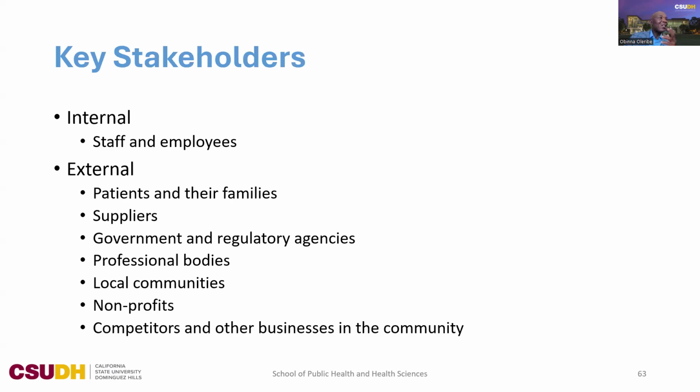So in internal stakeholders, you have the staff, the employees. Then the externals are the patients and their families, the suppliers, the government and regulatory agencies, professional bodies, credential organizations, local communities, non-profits, unions, and others. Actually, unions are part of staff, the internal unions, but also the external unions that can influence what you do in your organization. I also have competitors and other businesses in the community, insurance companies, bankers, financial, technological tech companies. These are all external stakeholders that affect what you do.